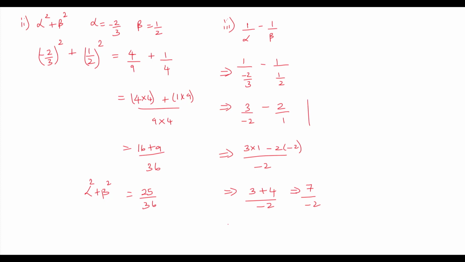Here at this step, if you are finding it difficult to solve, what you have to do is, instead of writing 3 by minus 2, write minus 3 by 2 minus 2 by 1. Then do the LCM of 2 and 1. It will be 2, minus 3 into 1 minus 2 into 2. Minus 3 into 1 is minus 3 minus 4 by 2. So that's also the same answer. Minus 7 by 2 or 7 by minus 2 mean the same.